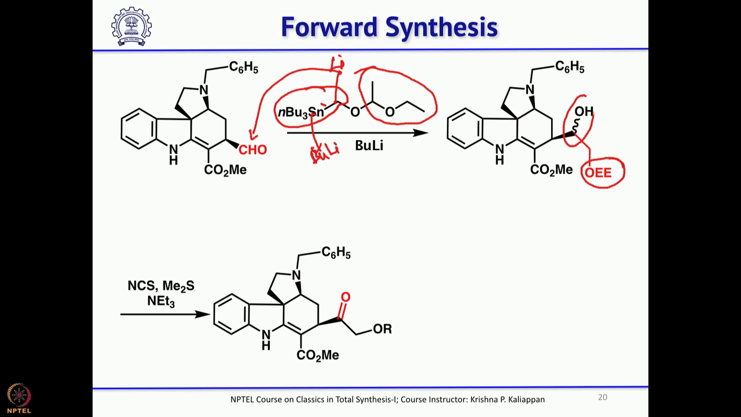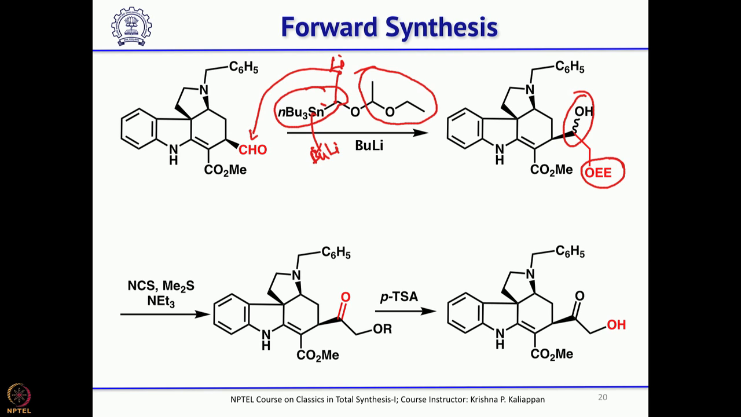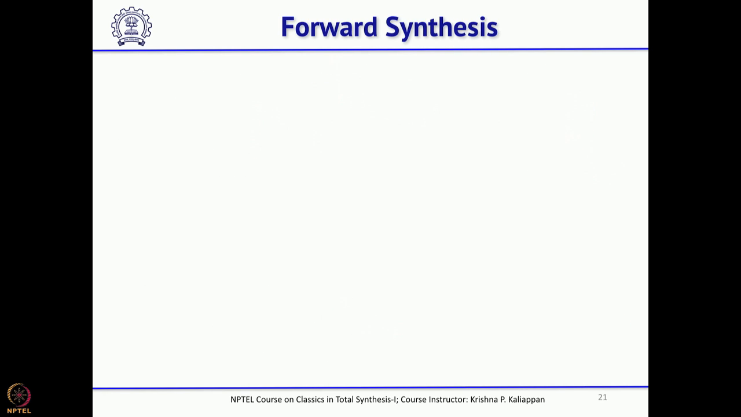Then you oxidize the secondary alcohol under Swern-like condition to get the ketone. Then remove the protecting group, that is the ethoxyethyl group, under acidic condition. Ethoxyethyl is like THP protection. Okay, so you remove that, and then you get the corresponding CH2OH.